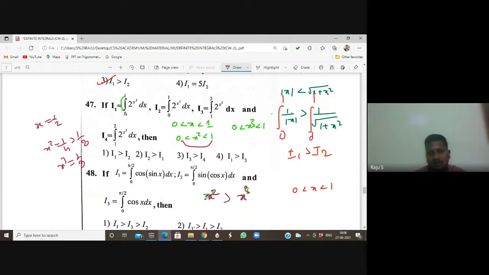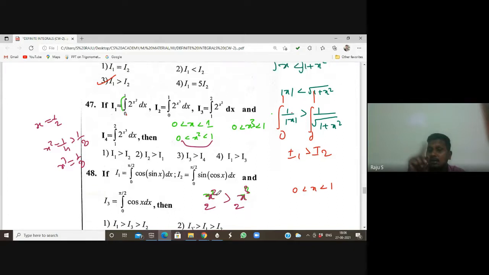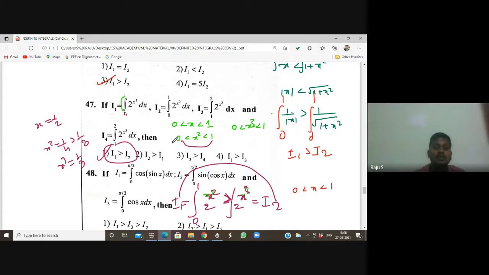But here 2 to the power is there. When I take base 2, no problem, the symbol cannot be changed. So 2 to the power of x square is greater than 2 to the power of x cube. Now take the integral, the inequality also cannot be changed. Integral 0 to 1 of 2 to the power x square is I1, and this is the value of I2. So I1 is greater than I2, got it? No need to compare any other values. First I am comparing two values. In a single correct choice question, if one of the options is correct, there is no need to check the remaining options. If it is a multiple correct choice question, you must check them.